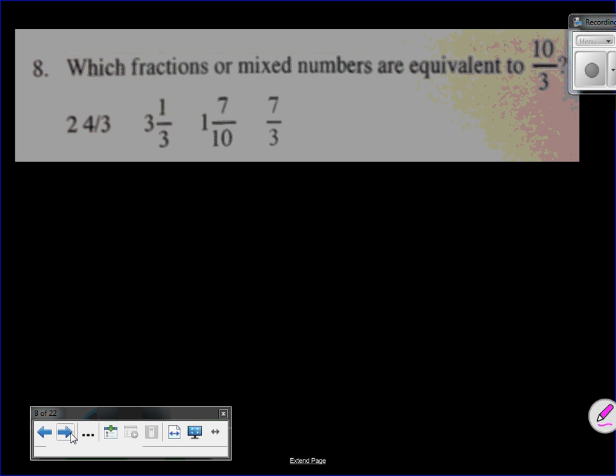Which fractions or mixed numbers are equivalent to 10/3? 10 over 3? Let's take a look. How many 3's go into 10? 3. What's left over? 1/3. 3 and 1/3. This one works. How about 1 7/10? Will that work? We know that won't work because that's much smaller than 3.